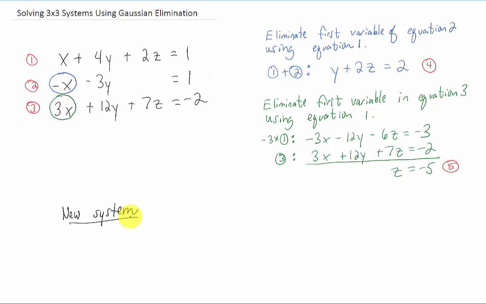And your new system of equations after doing these first two steps here is always just going to consist of equations 1, 4, and 5. And equations 1, 4, and 5 are equivalent to the original system of equations 1, 2, and 3. They'll have the same solution.